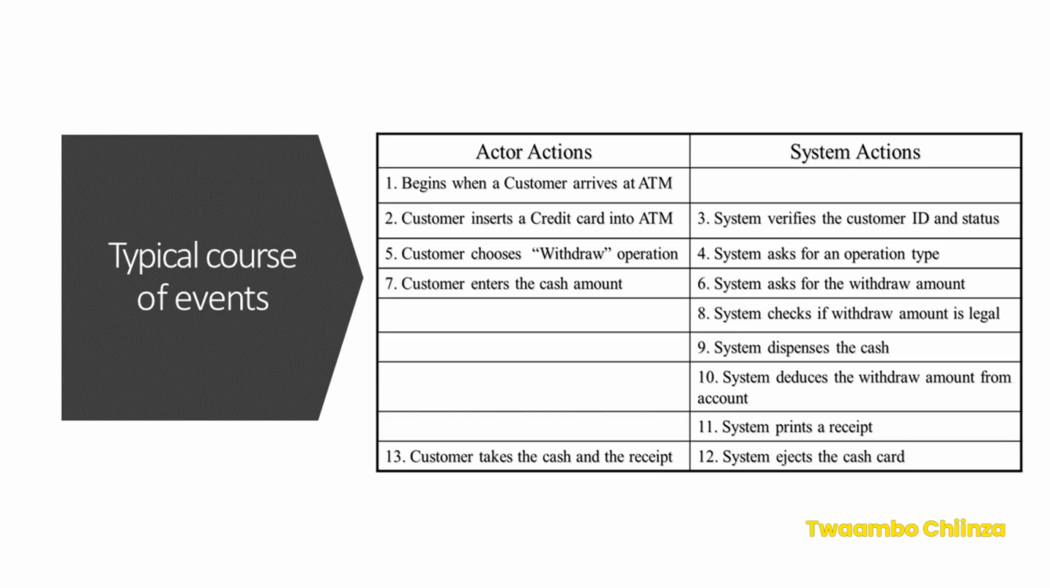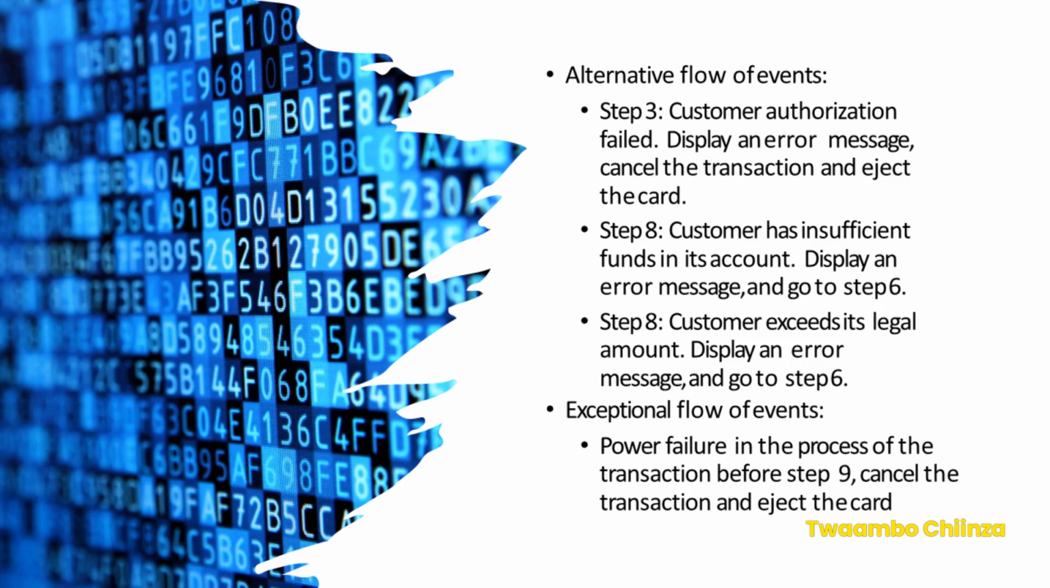The typical course of events for this use case begins when a customer arrives at the ATM and ends with the customer taking the cash and receipt. Each step involves specific actions by both the customer and the system. Alternative and exceptional flows, also known as secondary scenarios, address scenarios where the transaction cannot proceed as usual. These include authorization failures, insufficient funds, and power failures, ensuring the system handles all possible outcomes.